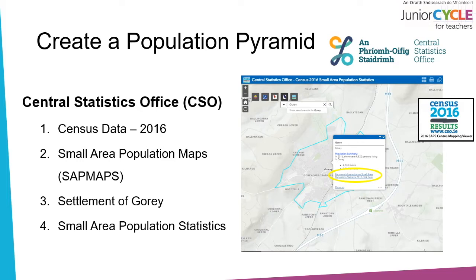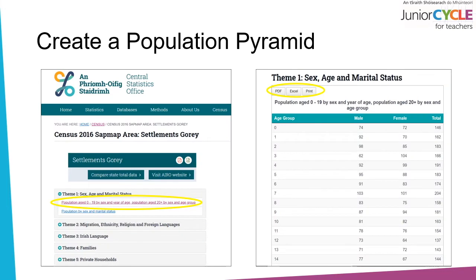We've selected Gorey. And once your settlement comes up on the SAP map, you will see an option to access the small area population statistics. And that is circled in yellow on screen. Once you click on the small area population statistics link, it will lead you into a window like the screenshot you can see on the left.